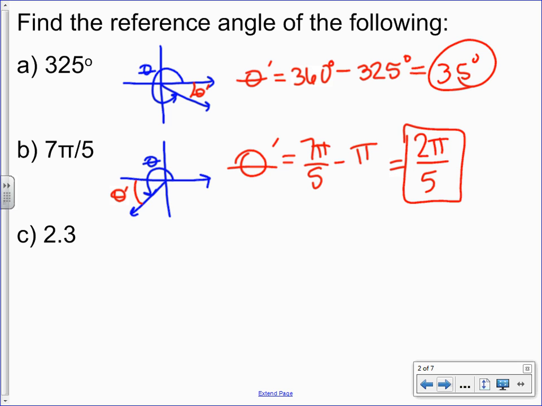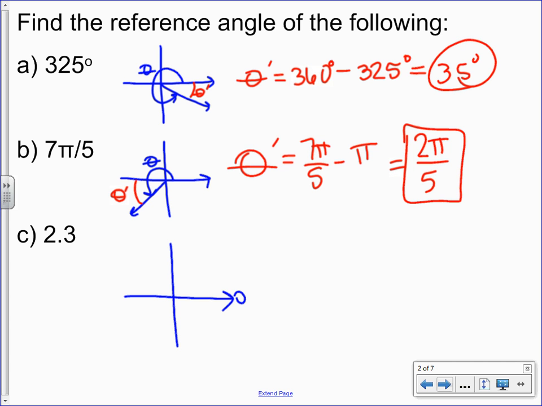Third example. Well, there's no degree symbol, so it's radians. I knew what you were trying to say. I just wanted you to say the right word. Yes, this is in radians, but there's no pi attached to it, so we're going to have to think about where this is going to be. What quadrant is 2.3 radians? 1, 2, 3, 4. Okay. So we know that this is 0, and we know that this is pi.